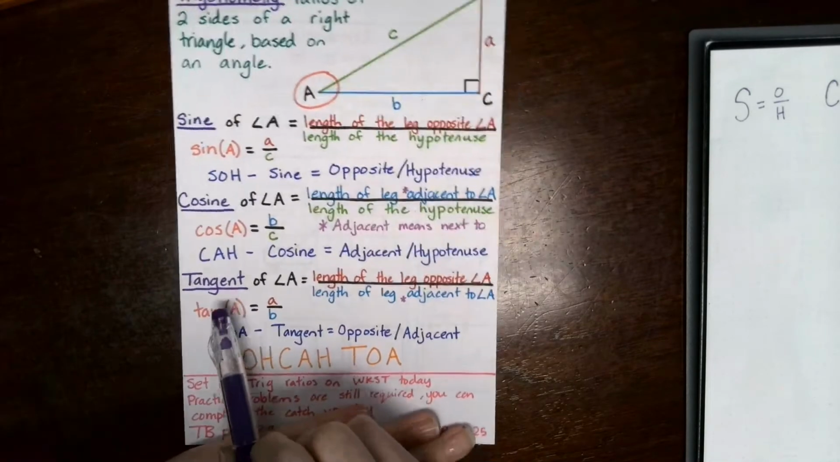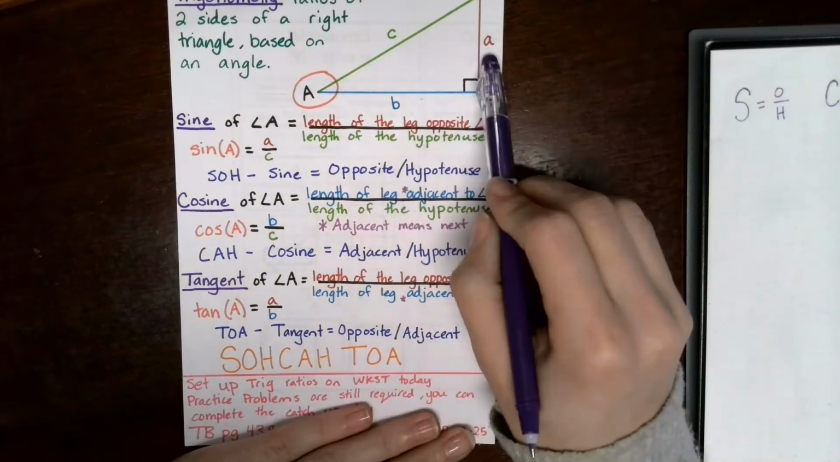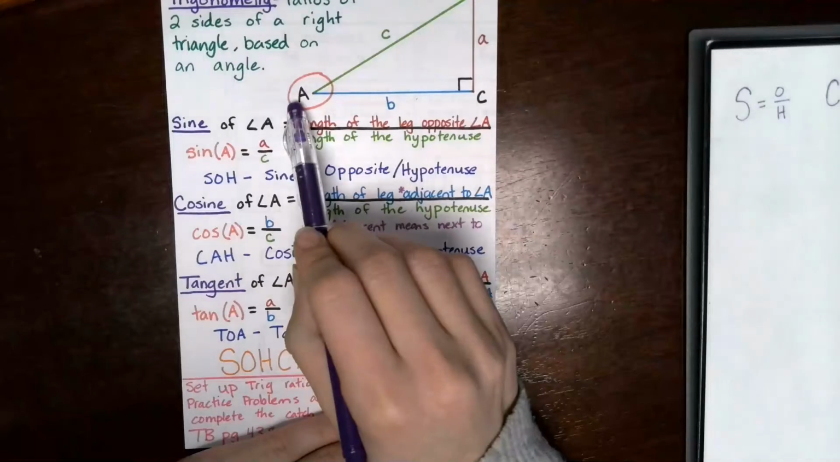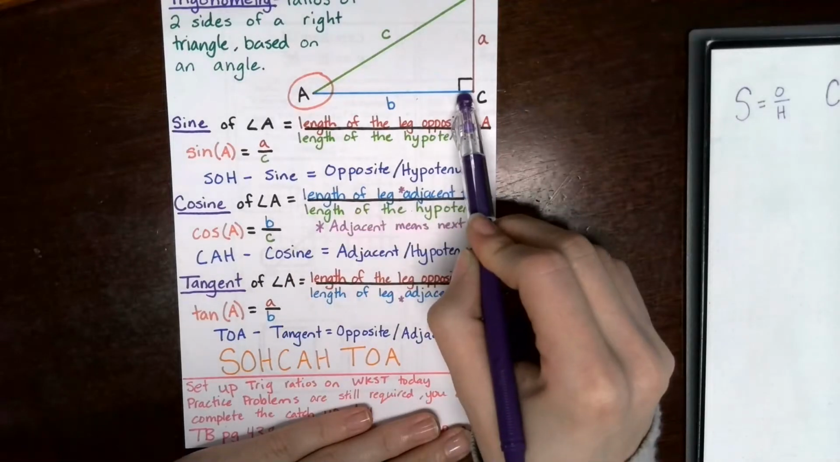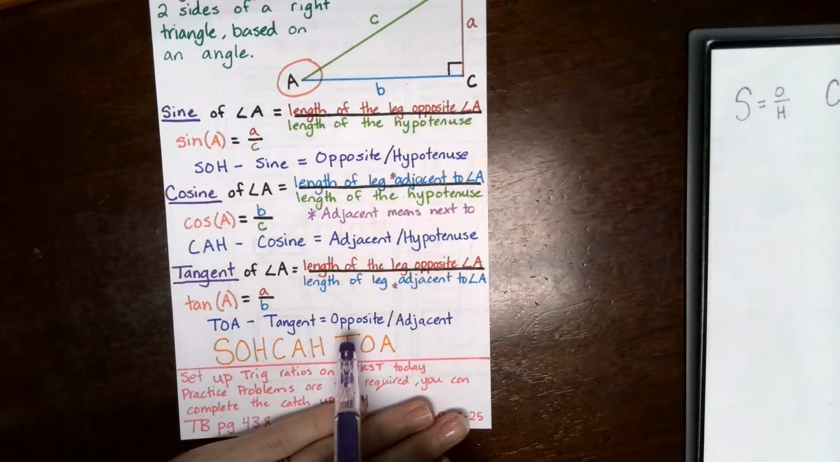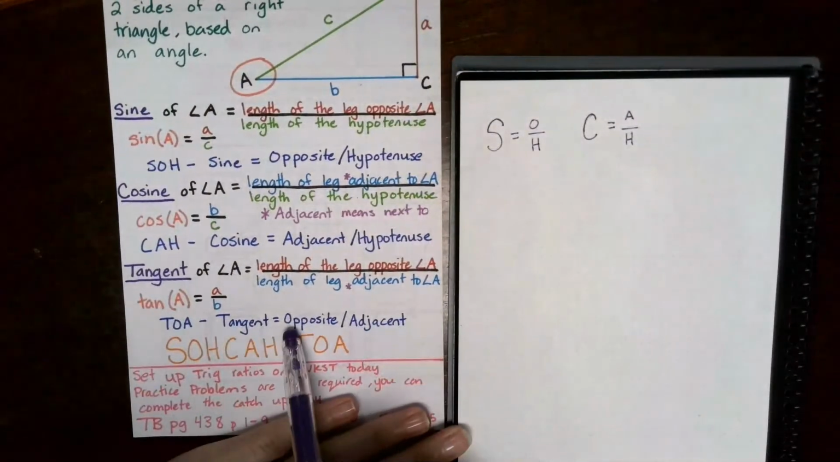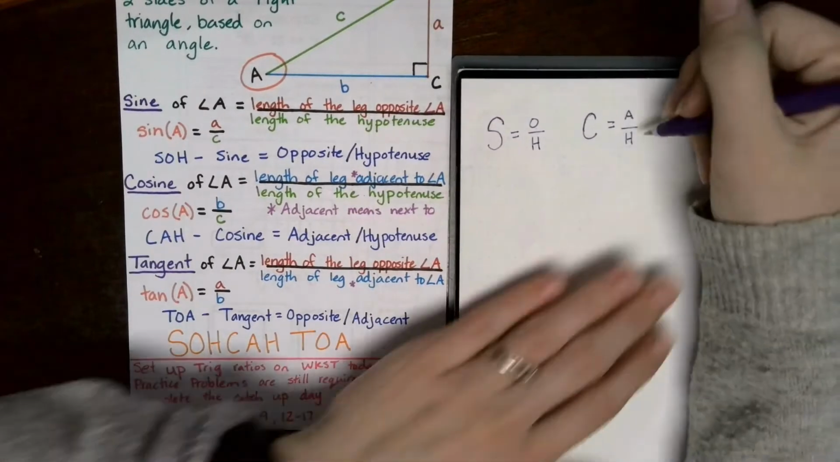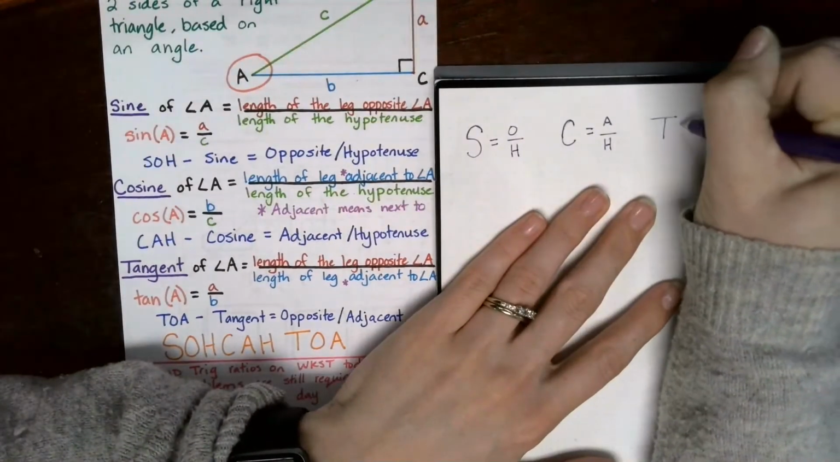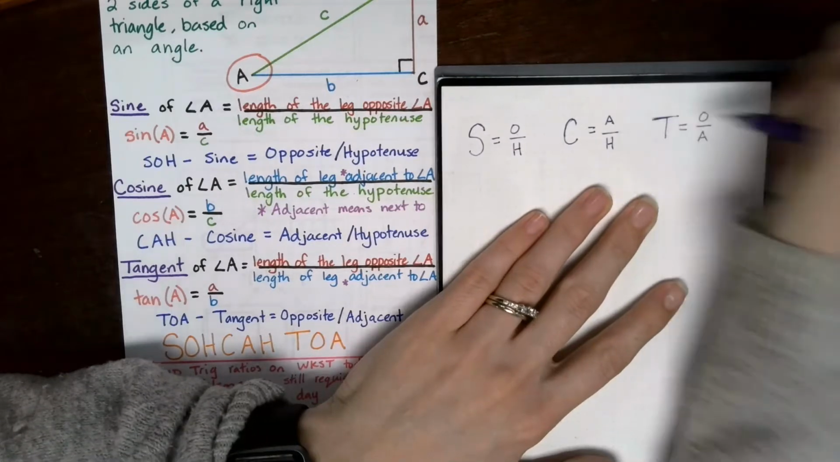But tan of angle A, or tangent of angle A, equals the length of the side opposite of angle A over the length of the side adjacent to angle A. And this is the last part of SOHCAHTOA. TOA is tangent equals opposite over adjacent. So tangent equals opposite over adjacent. So that's very important for us to understand.